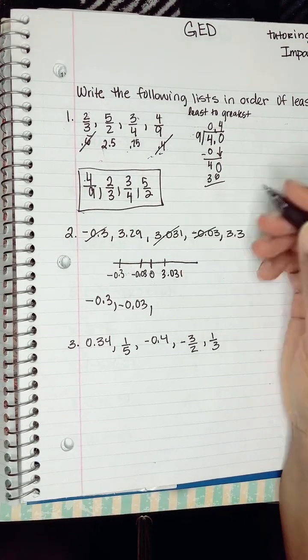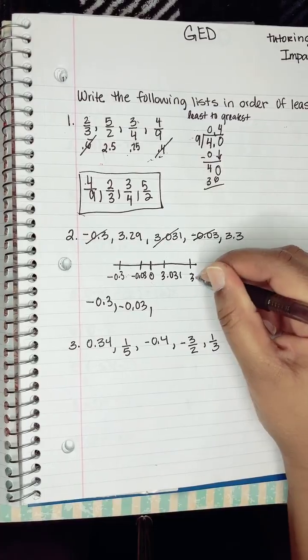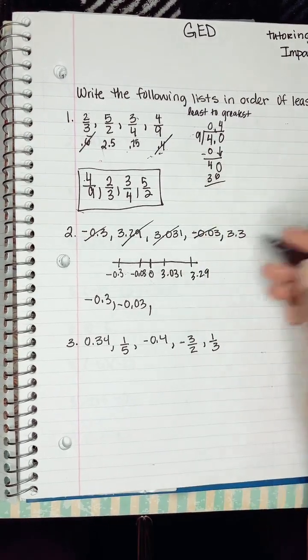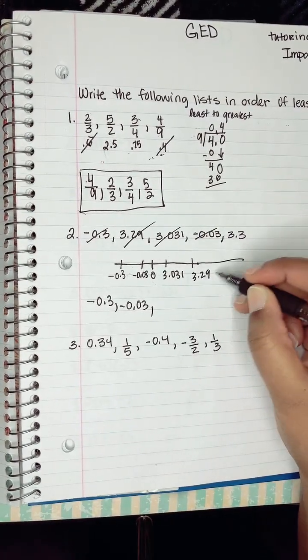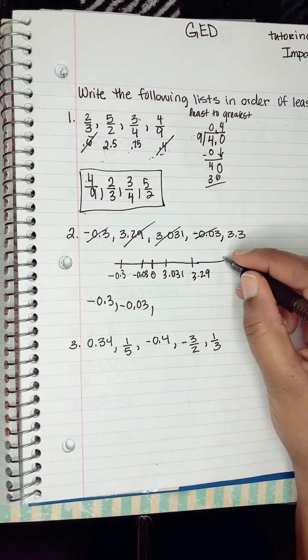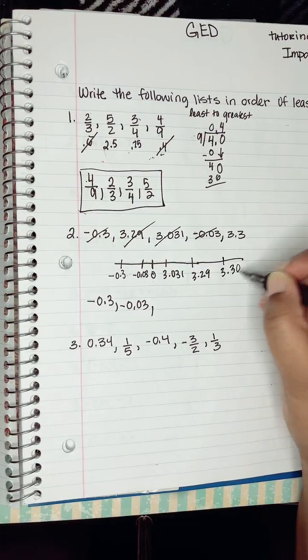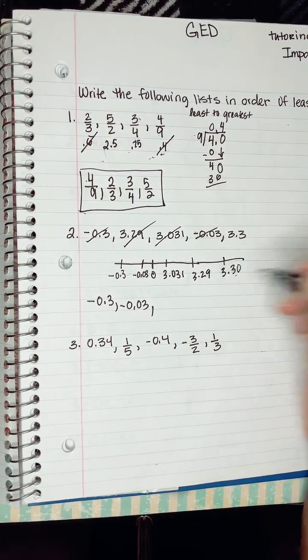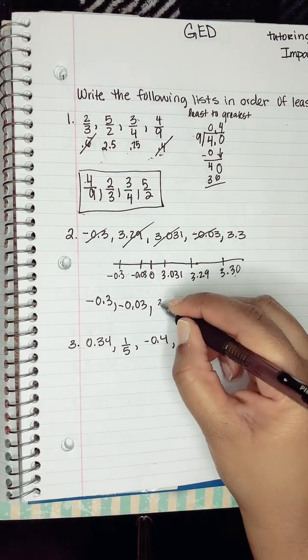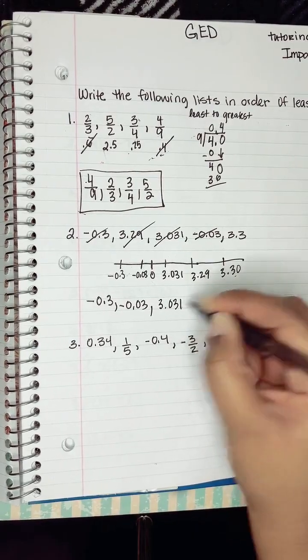So this actually would come first. It's not. And then 3.29. And then 3.3, because 29 cents is smaller than 30 cents. If you add a 0 there, you can see it's 30 cents rather than 29. So this is how it would go.